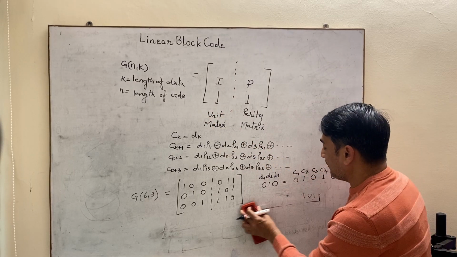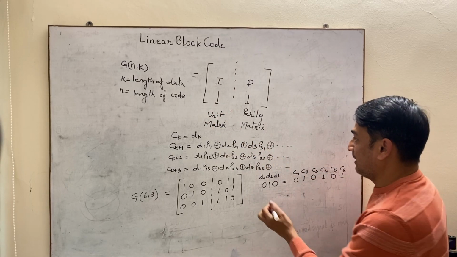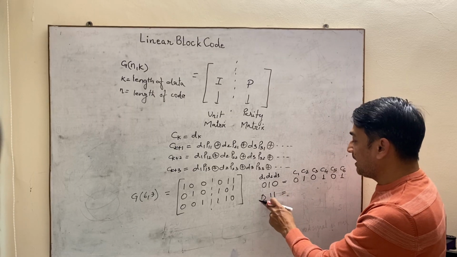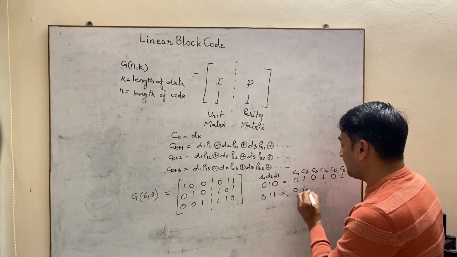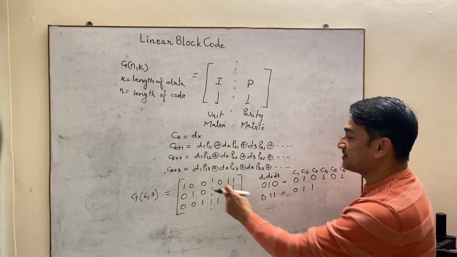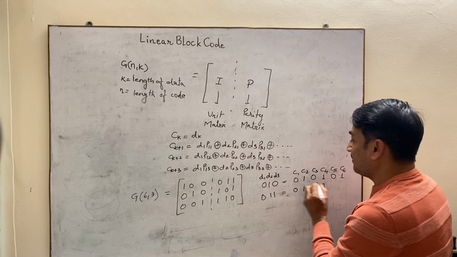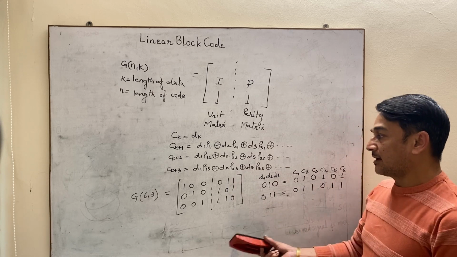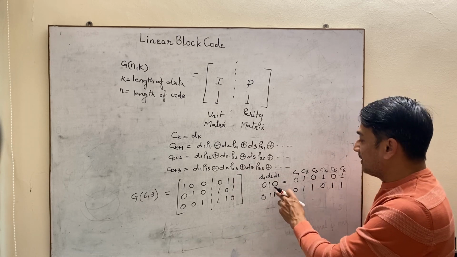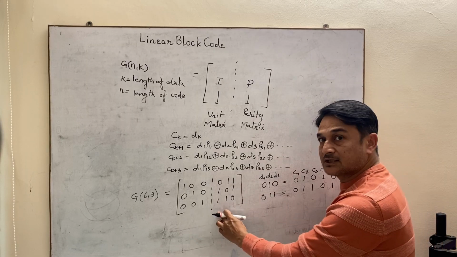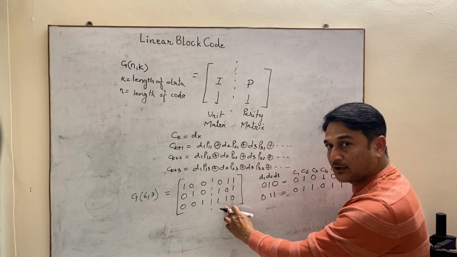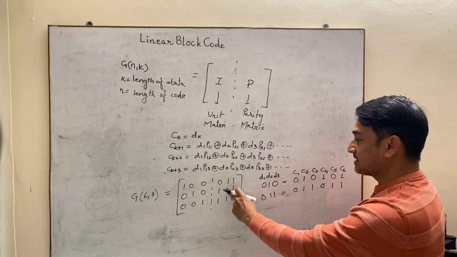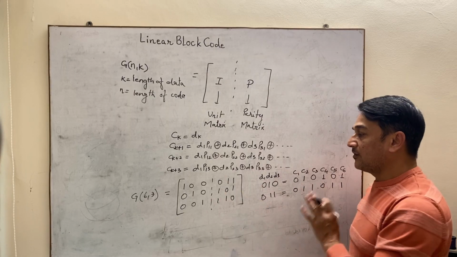Same way we can calculate any other example, 011. Again for 011 I'll go quickly. C1, C2, C3 will be 011, and then 011 is multiplied with this, and the result will be 0, 1 and 1. So the corresponding code is 011011. I have just multiplied 011 with this first column to get C4, then the second column to get this, and then the third column to get this. I think it will be understood.